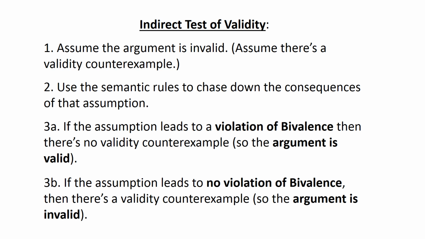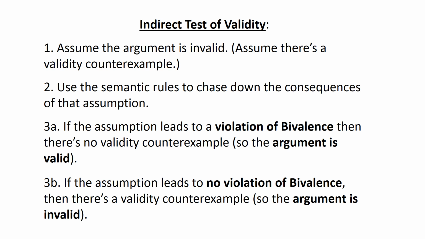That is the general nature of the indirect test of validity. You start out by assuming the argument is invalid, by assuming there's a validity counterexample. Next, you use the semantic rules to chase down all the consequences of that assumption. And then when the dust clears, you see what's happened. If the assumption led to a violation of bivalence, then it turns out there really isn't any possible way of having premises true and conclusion false. There really is no validity counterexample. So, if the assumption leads to a violation of bivalence, that means the argument is valid.